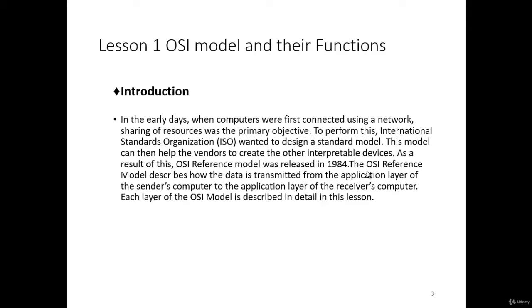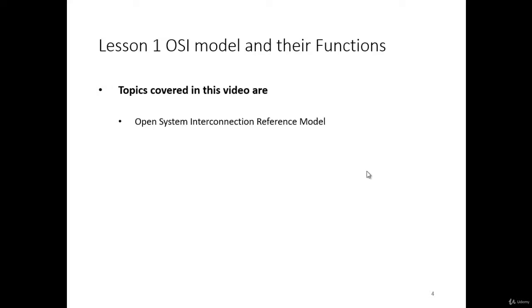The OSI reference model describes how the data is transmitted from the application layer of the sender's computer to the application layer of the receiver's computer. Each layer of the OSI model is described in detail in this lesson. Topic covered in this video: Open System Interconnection Reference Model.